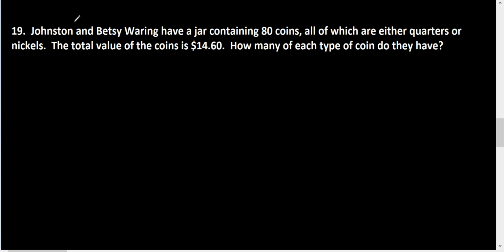So what's the units? Number of units do they have? So I could write this first equation as the number of quarters, Q, plus the number of nickels, N, have a total of 80, the number of the coins. The second equation is going to be related to the value of a quarter and the value of a nickel that equals the value of the coins that's in the jar. All right, so we know that to be $14.60.